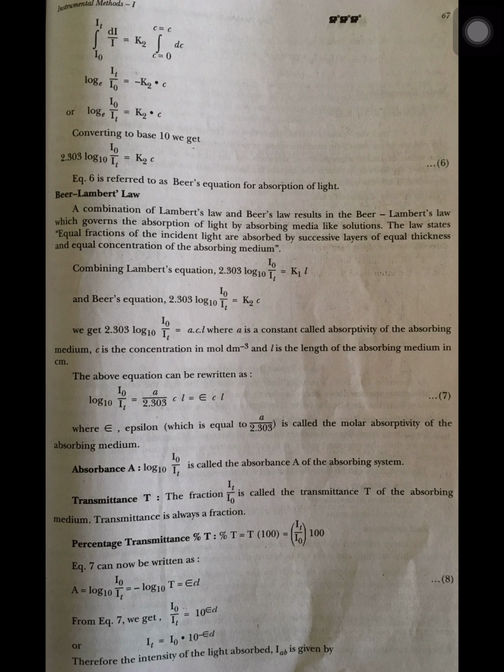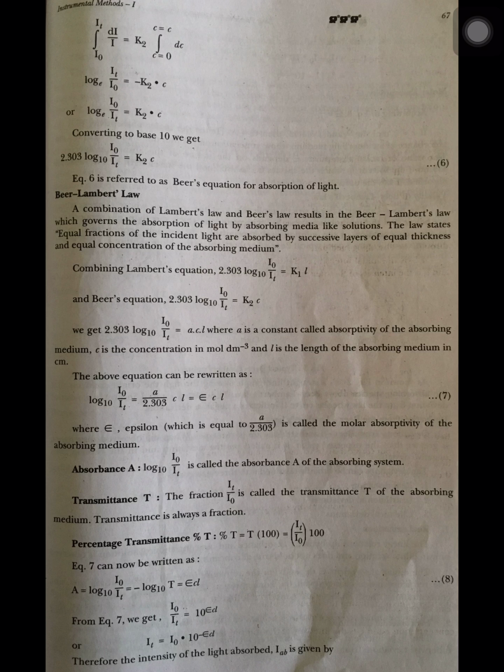So equation 7 can be rewritten as: log to the base 10 I0 by IT is nothing but A, capital A. So A is equal to log to the base 10 I0 by IT, and if you reverse the numerator and denominator, we can write it as negative log to the base 10 IT by I0. So IT by I0 is nothing but transmittance, therefore it is written as negative log to the base 10 capital T, and that is equal to epsilon C into L.